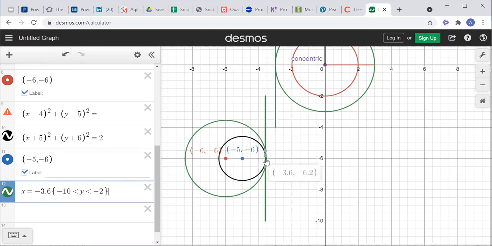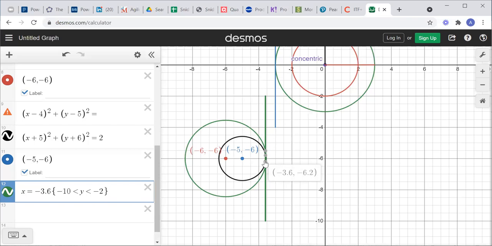these two circles here, the black and the green, have the same tangent line on the left hand side here with coordinate -3.6 and -6.2. So here, since the black circle is inside the green circle, and both of them have the same tangent line, then here we talk about internally tangent circles.